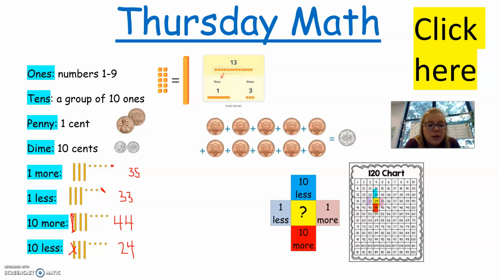Remember, ones are numbers 1 through 9. Tens are a group of 10 ones. So in 13 I have one group of 10 and 3 ones.